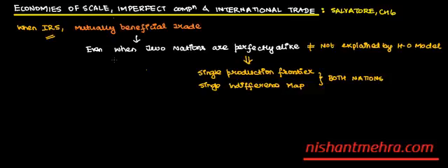If that is the case, how is mutually beneficial trade going to take place? Note that with the IRS assumption, production frontiers are going to be convex from the origin.